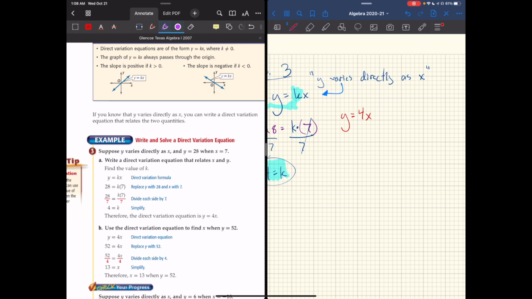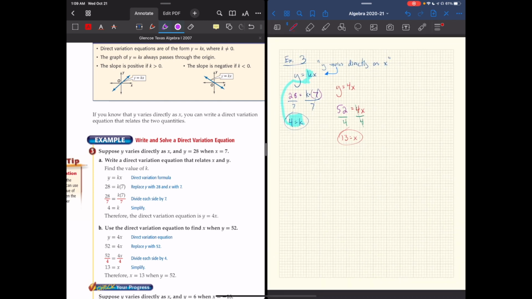And so then take a look at check your progress 3b. Then we can use that to solve for anything else that we want. If we're told y is 52, we can just solve that backwards and figure out what the x had to be. To get the x by itself there, hopefully you can tell, we're supposed to divide by 4. 4's cancel, making 1. And so we get the result, x is 13, right? When y is 52, x is 13. And that was the answer to example 3b. This was example 3a.